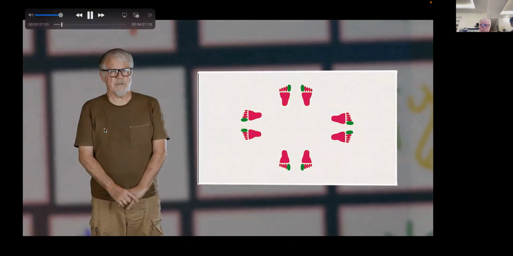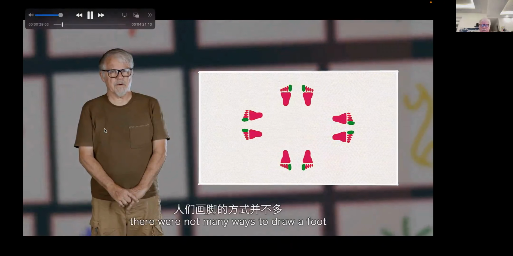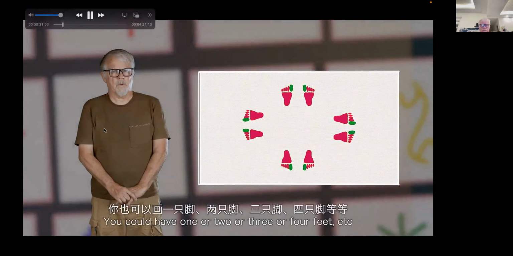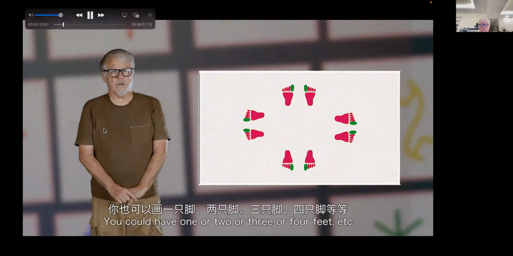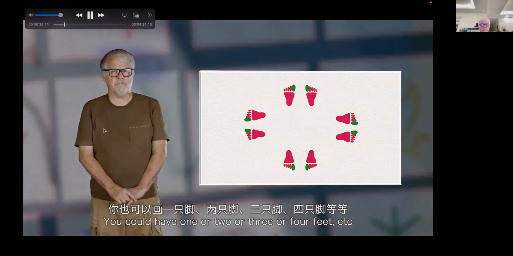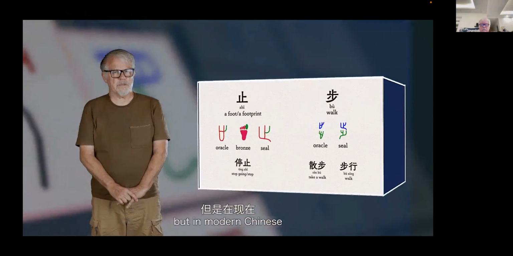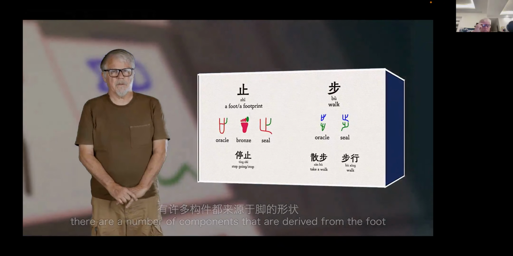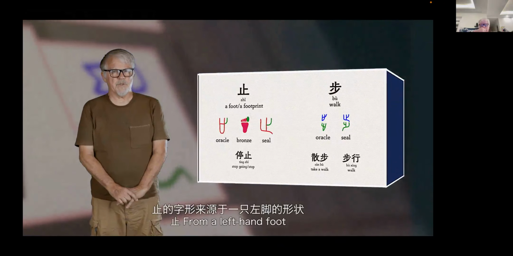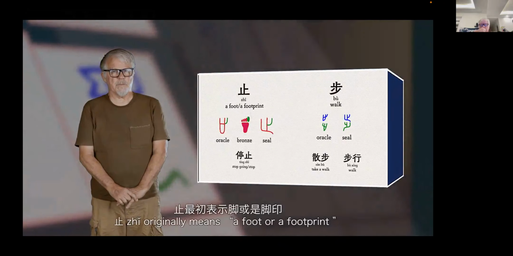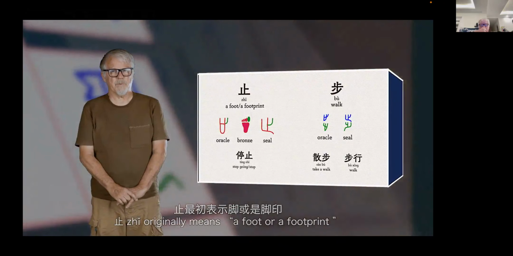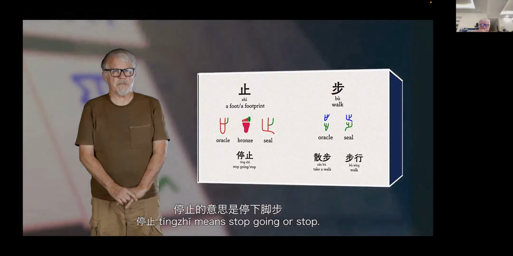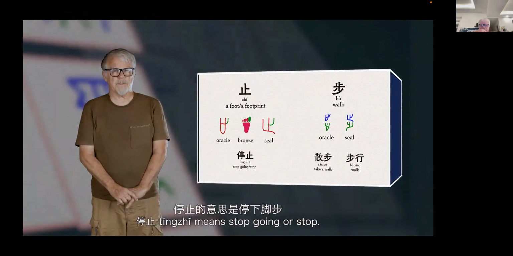In ancient times, there were not many ways to draw a foot. You could have 1 or 2 or 3 or 4 feet, etc. In modern Chinese, there are a number of components that are derived from the foot. There is the left-hand foot, zhi. Zhi originally means a foot or a footprint. Ting zhi means stop going or stop.